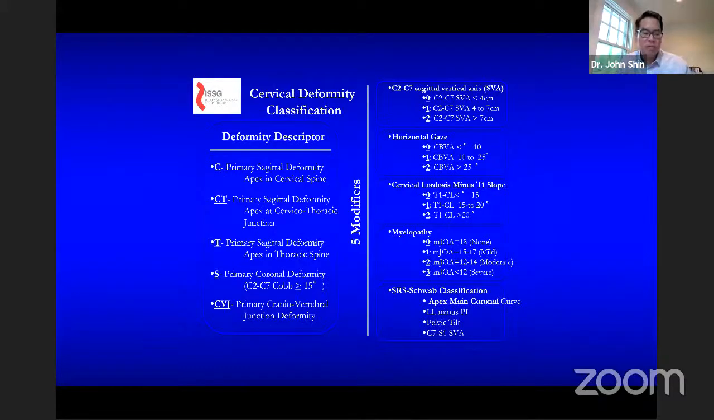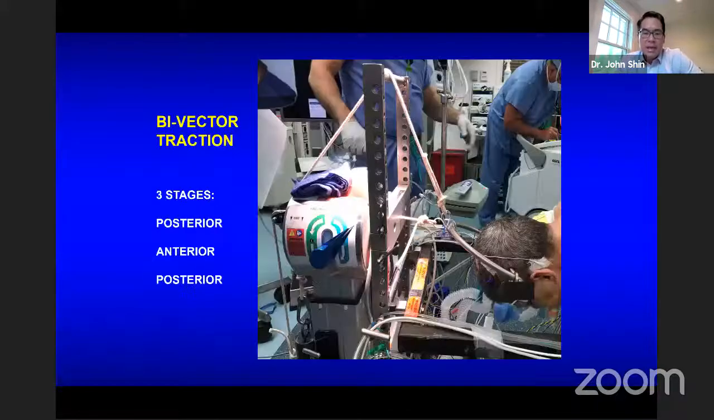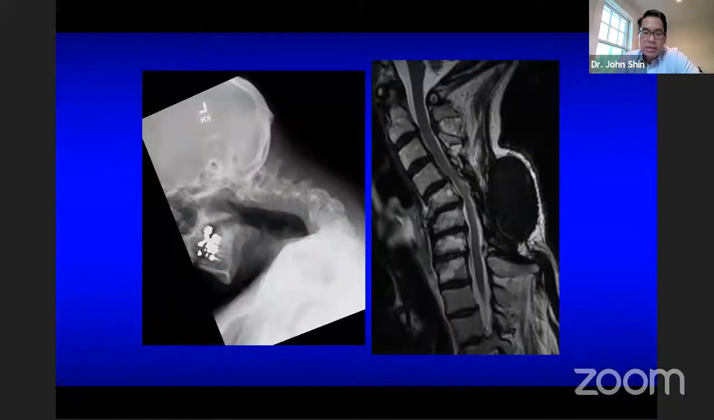Again, we can go through our exercise here. And I did this operation. My strategy here was through a combined posterior, anterior, and posterior operation. And before these studies, I always get CT scans, look at the facet joints, look at the degree of ankylosis, fusion across. And this patient was quite rigid.